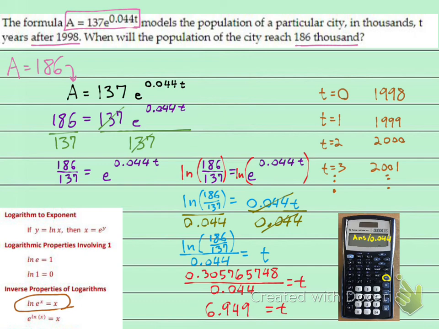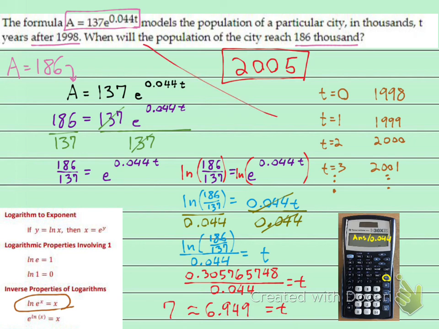Now we need to decide what that means. If t is 6.949, I'm going to round that up. That is approximately 7. So if t is 7, that means 7 years after 1998. If you follow down here, you can write them all out if you want to, or you can just add 7 to 1998, and you're going to get 2005. So the year 2005, and that's your answer.